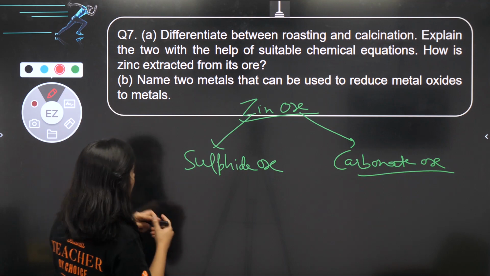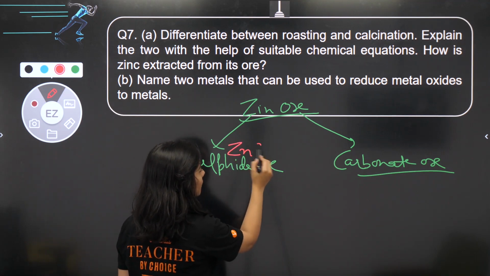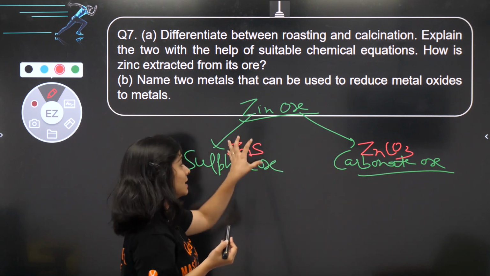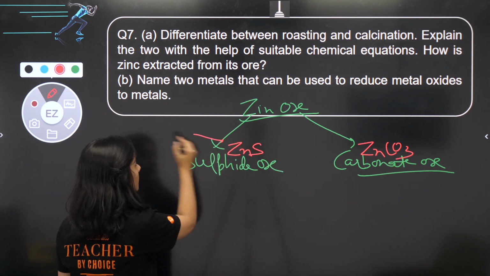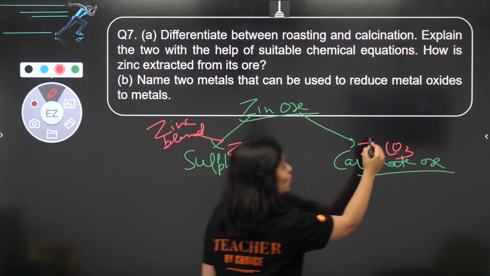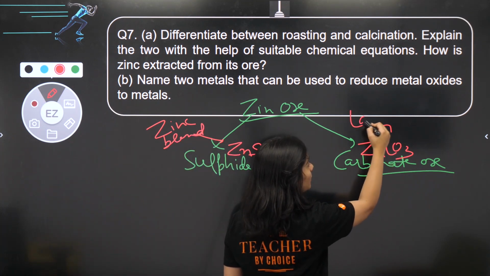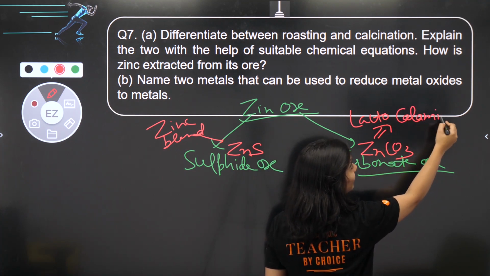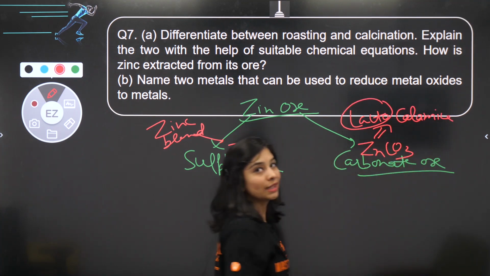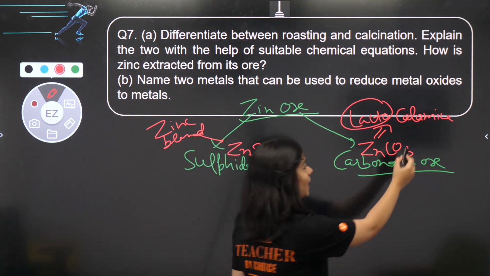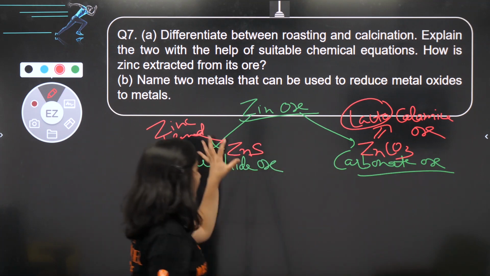So what happens? Sulfide, that is zinc sulfide. Carbonate, that is zinc carbonate. This ore has a name known as zinc blende. Zinc blende. And this ore is known as calamine ore. Yes, children, the same calamine which is there in lactocalamine. Okay? It is the same thing; zinc carbonate basic solution is in it. Okay? So that is calamine and that is zinc blende.